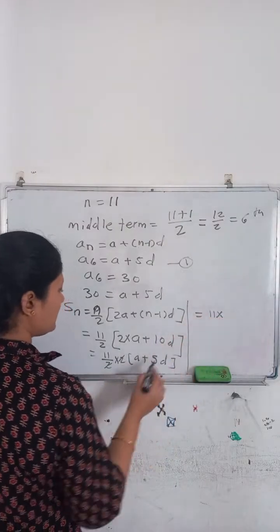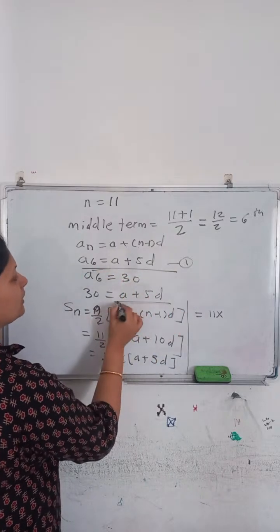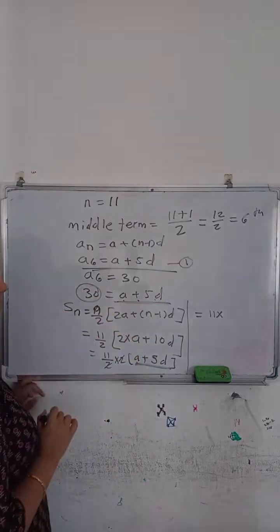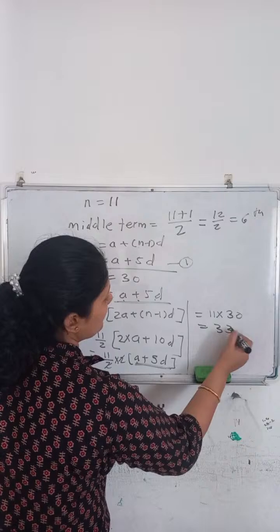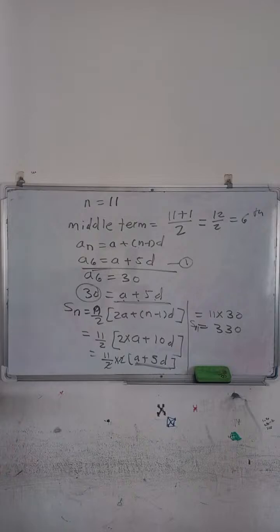Now if you check equation number 1, here also a plus 5d, and this value is nothing but 30. So I will substitute 30 here. 11 into 30 is 330. So the sum of 11 numbers is 330. This is a 3-mark question. Here we simply have to calculate the sixth term first, find the relation, and use that relation for the further calculation. Okay, copy this.